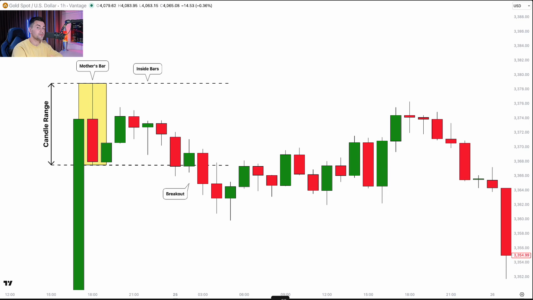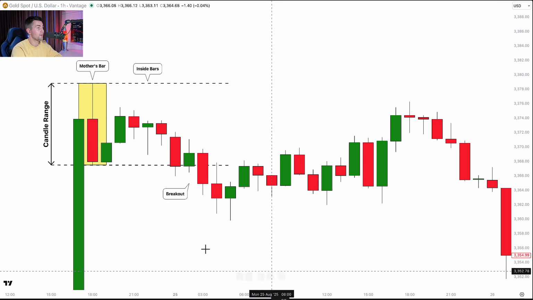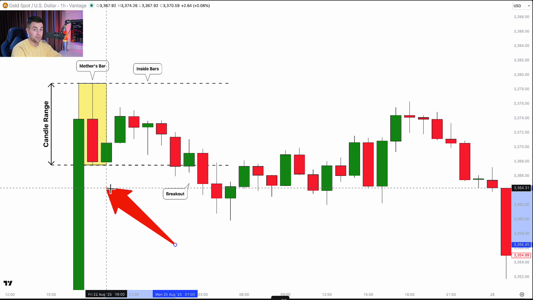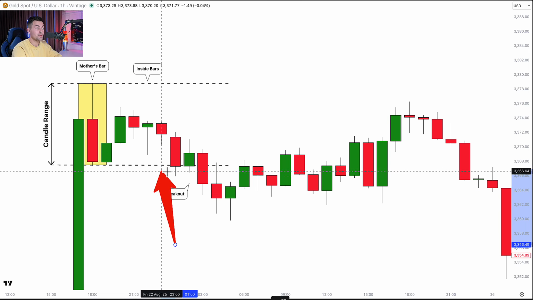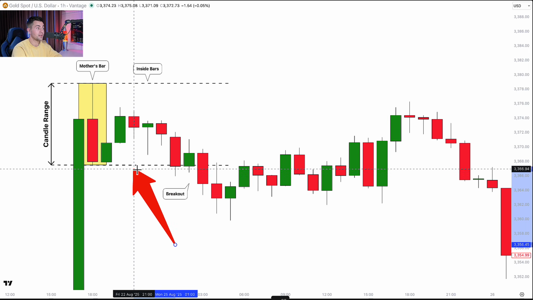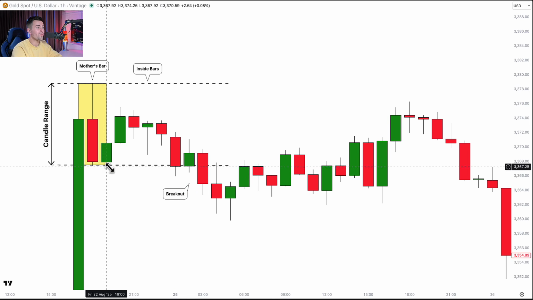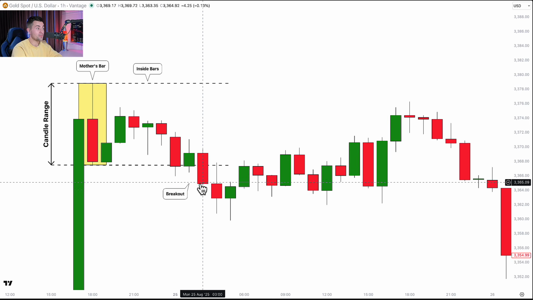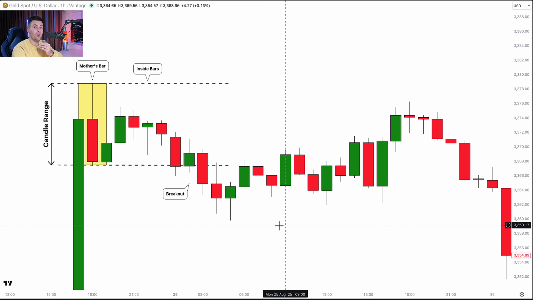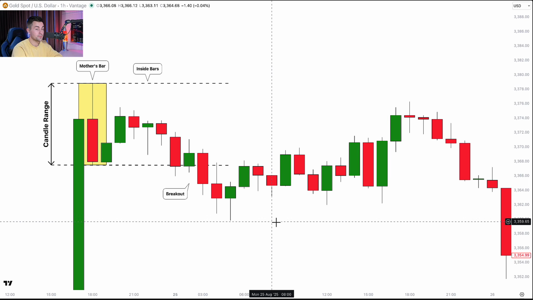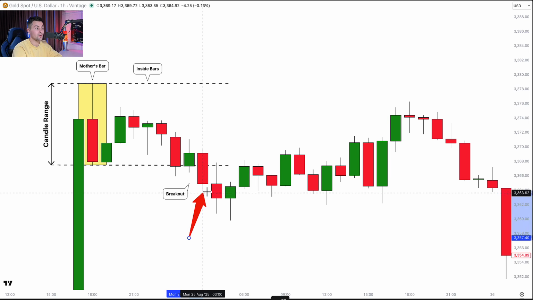Here we have a perfect example of an inside bar candlestick pattern that was formed after a strong buying imbalance. The market found equilibrium and started to consolidate. Then a breakout of the range of the mother's bar was a strong bearish signal. It signified a selling imbalance, the excess of the market supply, and provided a strong signal to sell.